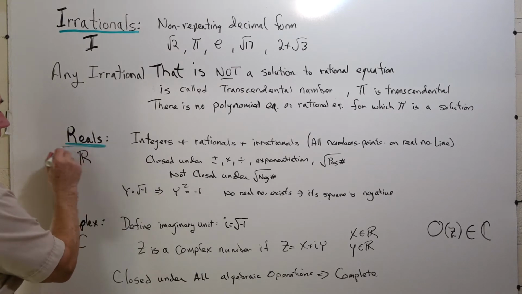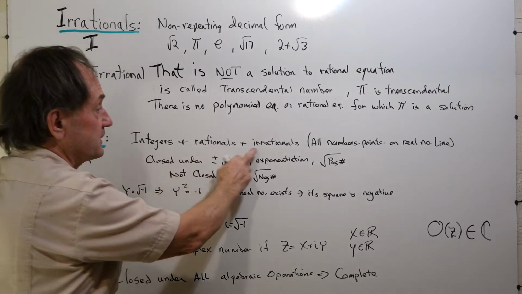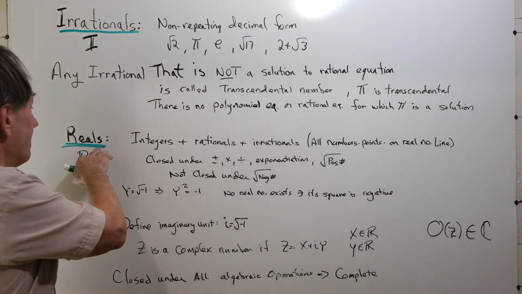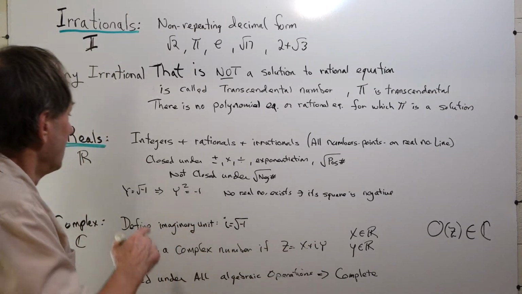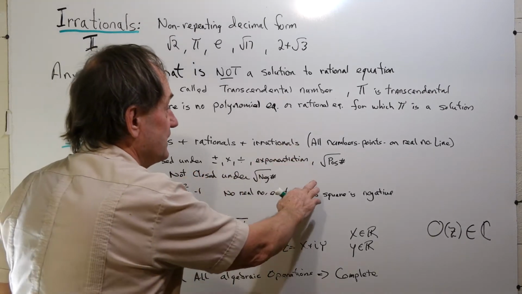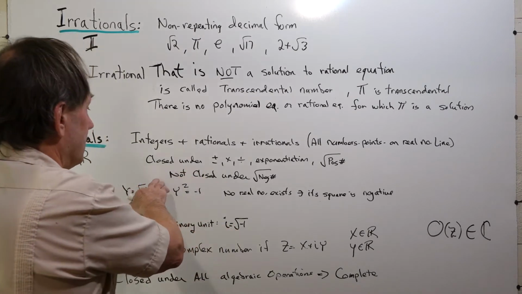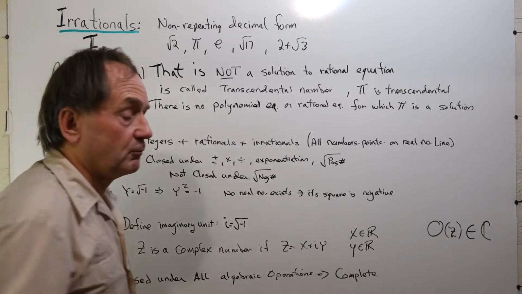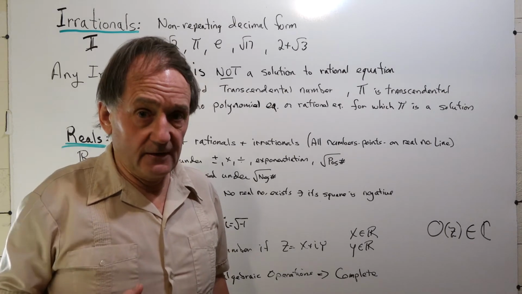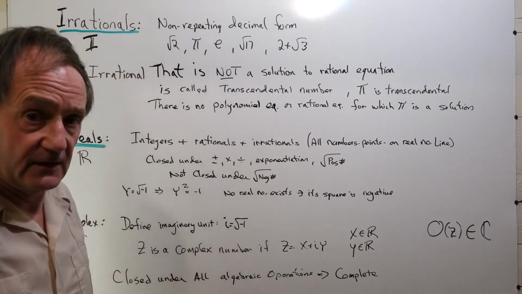Now the reals we designate with capital R. This is the union of the set of integers, rationals, and irrationals. All numbers on the real number line are represented by the real numbers, all points on a line. The reals are closed under addition, subtraction, multiplication, division, exponentiation, and taking the root of positive numbers, not the negative numbers. So the reals are not closed under taking the square root, for example, of a negative number. You could take the third root of a negative number and get a negative number back, but you cannot take the square root or even number roots of negative numbers.